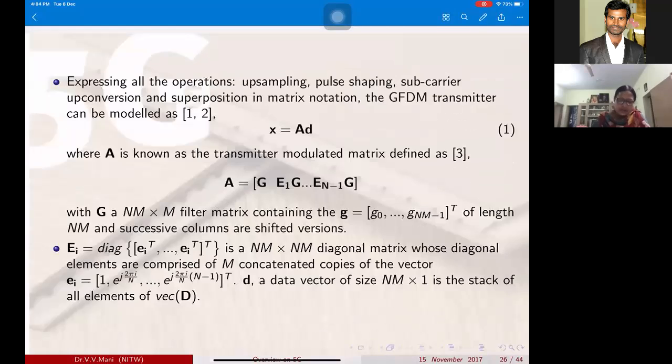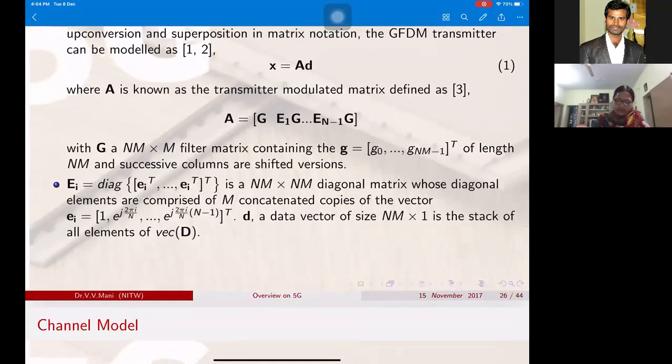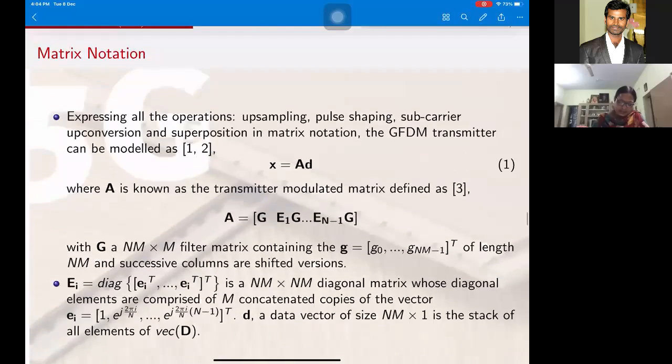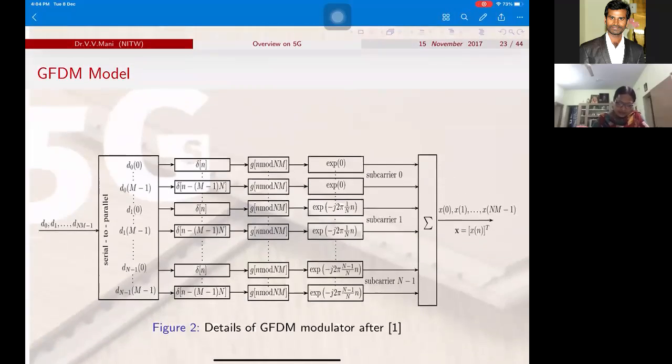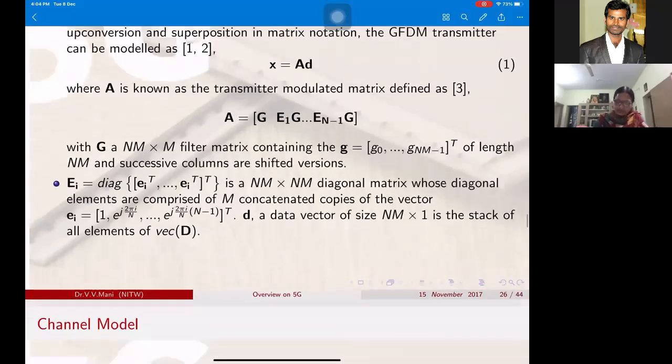So we take all these operations into consideration, like upsampling, pulse shaping, and subcarrier upconversion, into a single matrix notation, that is x equal to A into d. How we design that A is known as the transmitter modulation matrix. And this transmitter modulation matrix is actually an NM cross NM filter matrix containing the g's, as I said in the beginning. This is the g of (n mod NM), those g's of length NM, and successive columns are shifted versions.